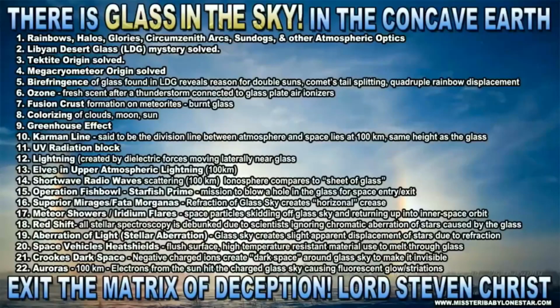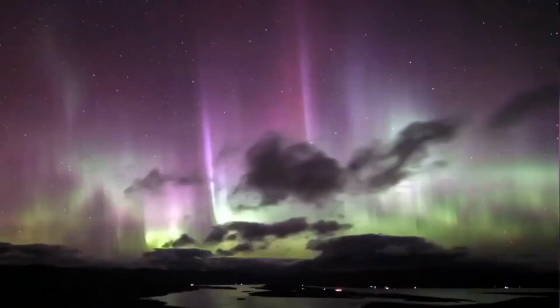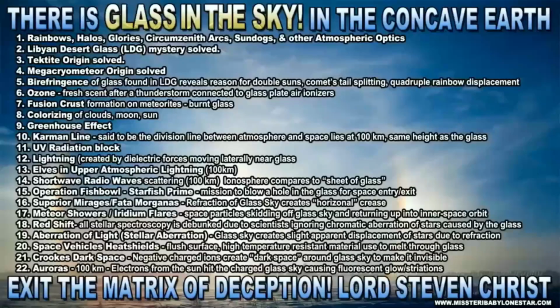22, auroras. It's at 100 kilometers. The bottom edge of auroras is at 100 kilometers. The electrons from the sun hit the charged glass sky, causing fluorescent glow and striations. Exit the matrix of deception, people. There is glass in the sky, in the concave Earth.